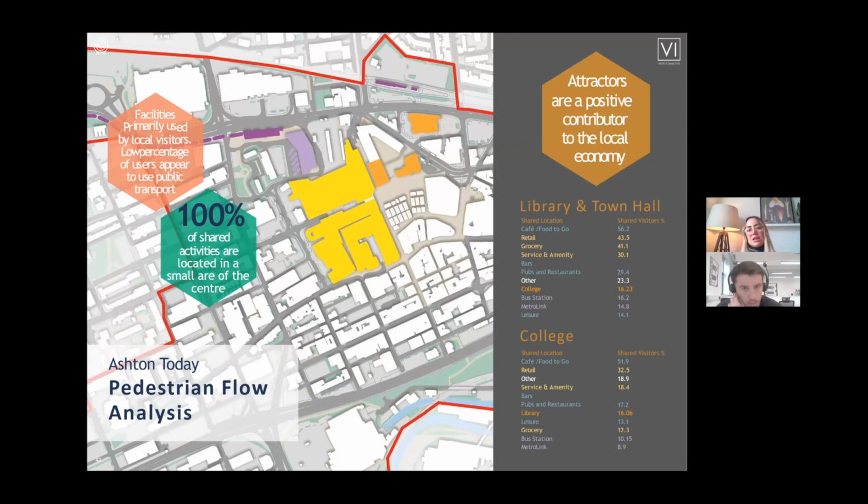We then looked at some of the key attractors to really understand pedestrian flow. We saw that there was a really high level of concentration of pedestrian flow around the retail locations. So we looked at a couple of other key locations, which were the library and the town hall and the college in Ashton Town Centre, to really try to understand where else people were going. So those who were using both the retail elements as well as the library, town hall and the college, what were their movements around the town centre?